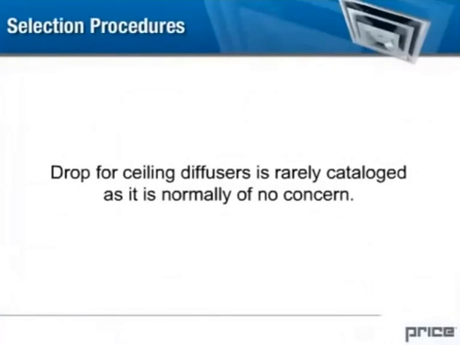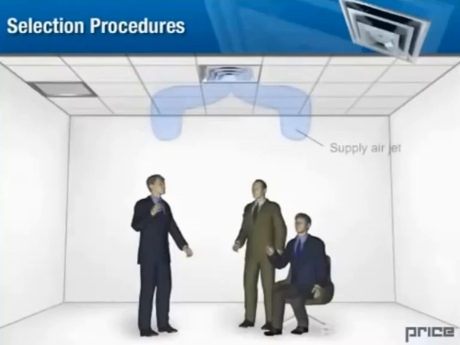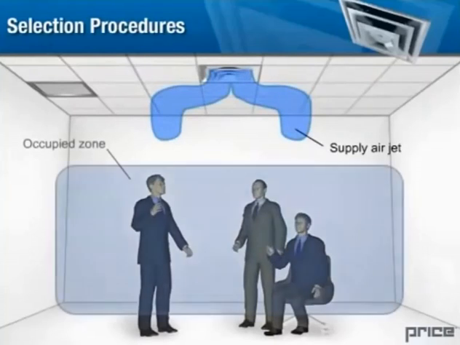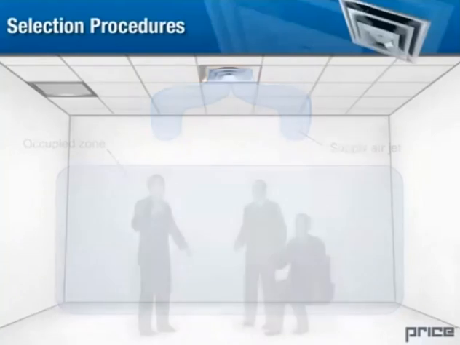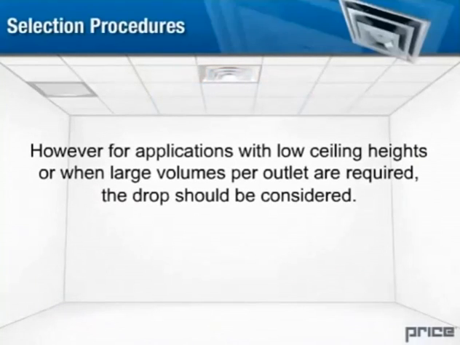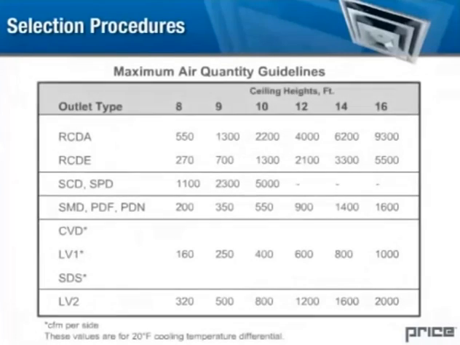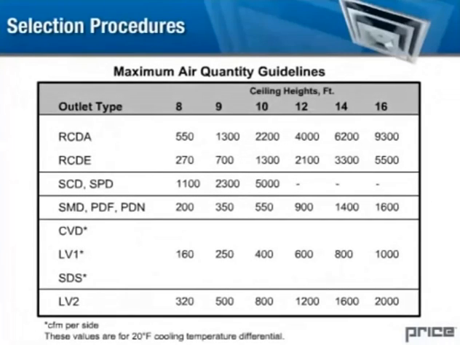Drop for ceiling diffusers is rarely cataloged as it's normally of no concern. In standard cooling conditions, the air jet does not reach into the occupied zone and therefore is not cataloged. However, for applications with low ceiling heights or when large volumes per outlet are required, the drop should be considered. The following table is a guideline for maximum air quantity allowable for given ceiling heights to satisfy 80% or higher occupant criteria.